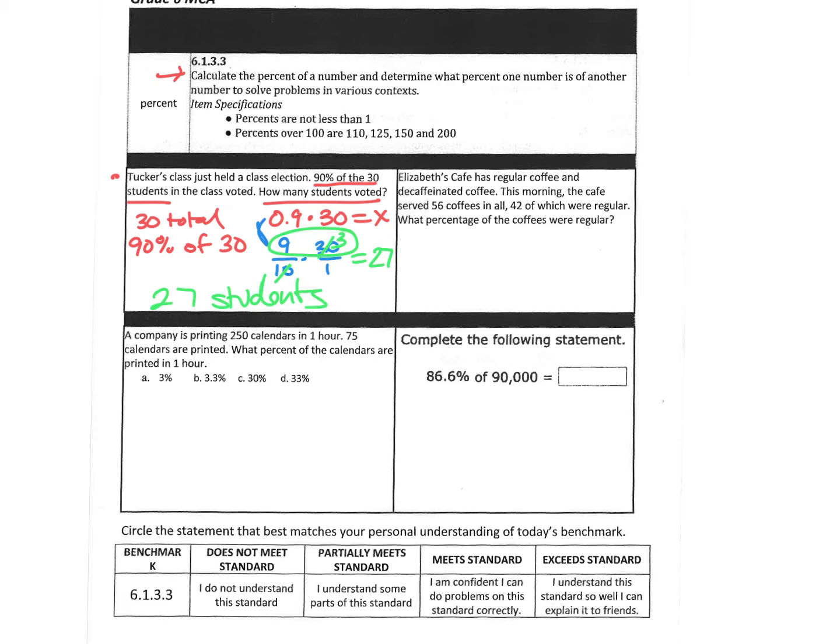You can use that same information to help you solve this one, percent of a number. Change your percent to a decimal, right, by just moving the decimal 2 places to the left, and then multiply.